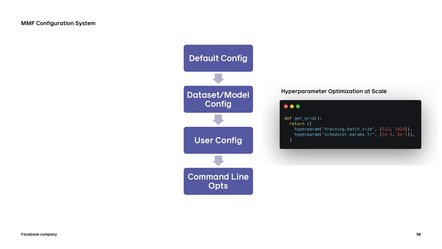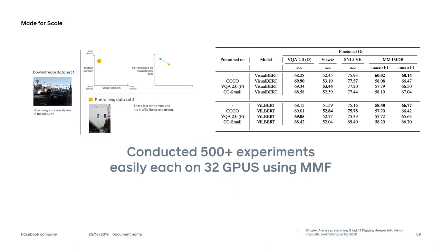So we have grid search and hyperparameter optimization utilities inside MMF, including visualization utilities that can help you launch and maintain experiments at very large scale. MMF is made for scale. This is very evident from the recent arXiv report from our group, where we conducted 500 plus experiments easily, each on 32 GPUs. As you can see in the table, there are so many combinations that each have been run through a very extensive hyperparameter sweep to get the best values out of it.